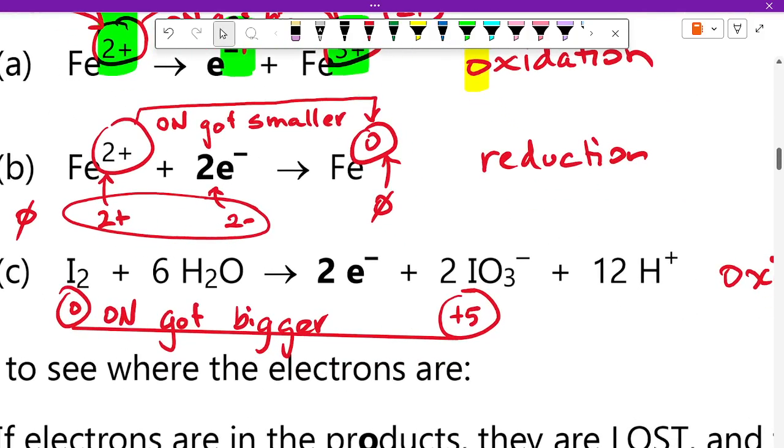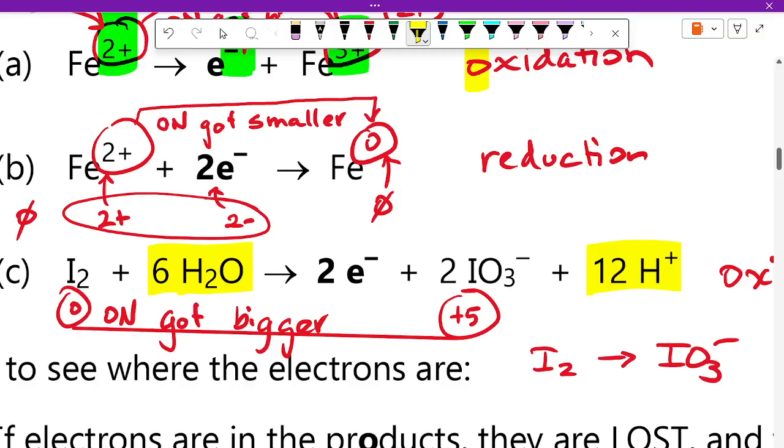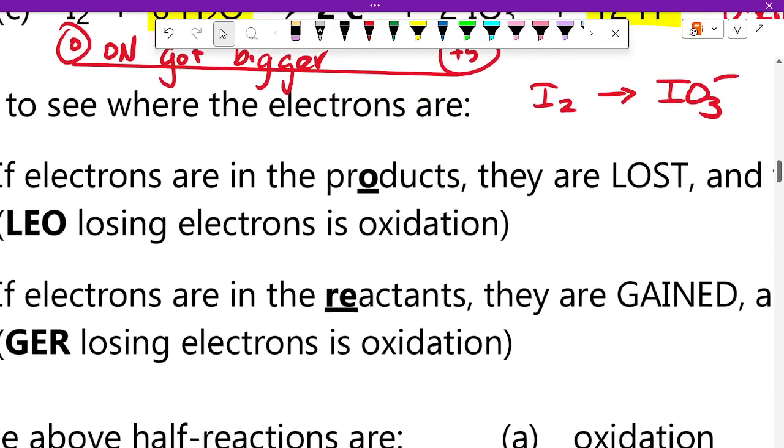What if I just gave you I2 goes to IO3- and I said balance that sucker? You'd be like, huh? And you wouldn't know. You'd be like, I don't know. Where'd you get those 6 water from? Where'd you get those 12 hydrogen from? I don't know what's happening. But don't worry, we're going to get to that later. Okay? Later today. It's very easy. You'll like it. There's steps. Okay.